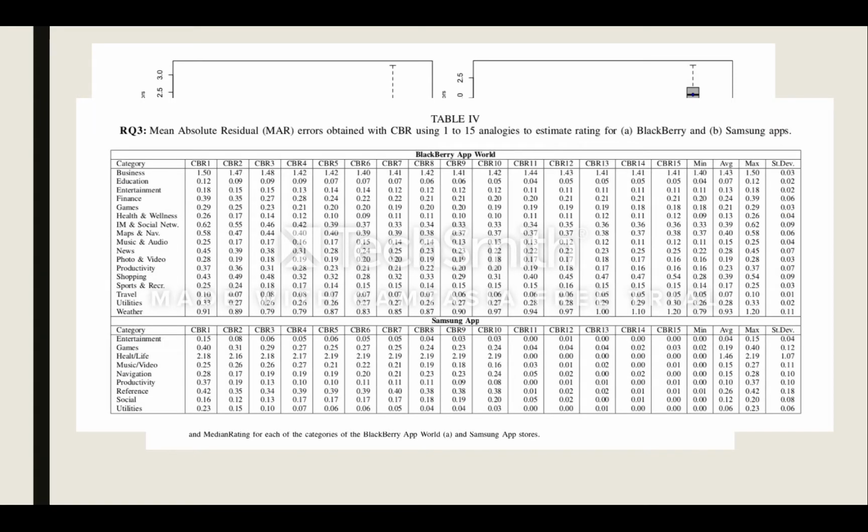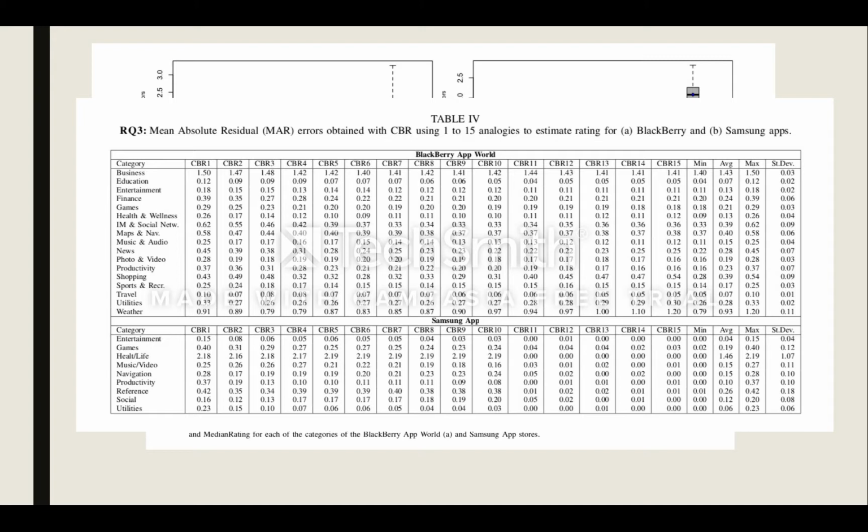They've also used a table of data to answer the third question, which is illustrated in Table 5. It reports the result in terms of mean absolute residual errors obtained with CBR using 1 to 15 analogies and denoted as CBR1 to CBR15. From this table, we can observe a very low variation in the form of MAR1 to MAR15. That is to say, there is a very low standard deviation.